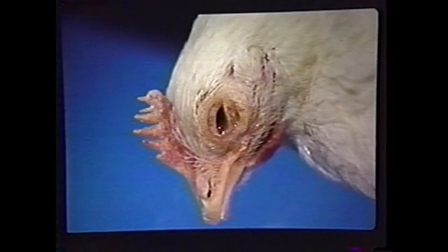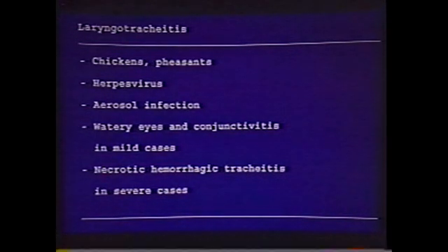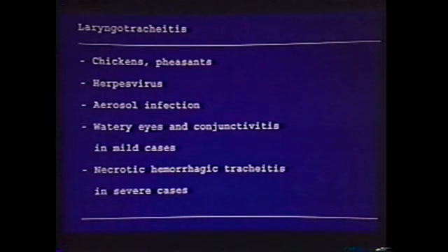You can see runny eyes, watery eyes, conjunctivitis, slightly swollen face. Put them on antibiotic, which took care of the mycoplasma. So mild laryngotracheitis can cause lesions like this. Mycoplasma may interact with the herpesvirus vaccine and cause a similar lesion. Watery eyes and conjunctivitis in mild cases. In severe cases of laryngotracheitis, we'll see it in a few minutes, there will be necrotic hemorrhagic tracheitis.